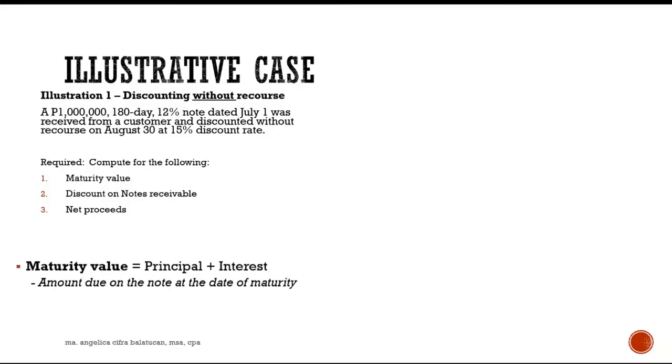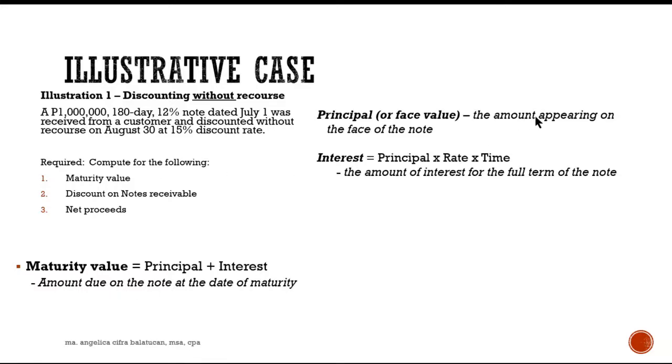Okay, first is to compute the maturity value. And what is maturity value? That's principal plus interest. So what is the principal here? That is the amount appearing on the face of the note. For this one, we have a 180-day 12% note dated July 1, received from a customer and discounted without recourse on August 30 at a 15% discount rate. So in this case, our principal here is the 1 million.